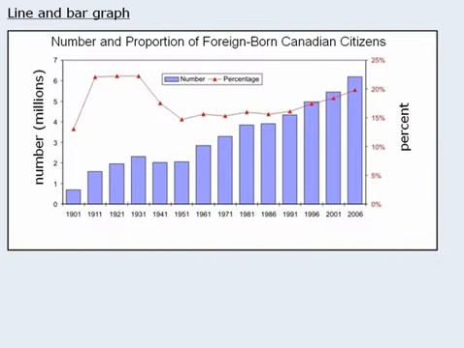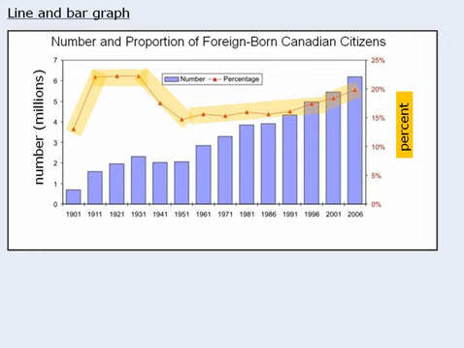We can also have hybrid graphs that are part bar graph and part line graph. In these instances, we have 2 different axes. So in this example, the left-hand axis indicates the scale of the bar graph, and the right-hand axis indicates the scale for the line graph.